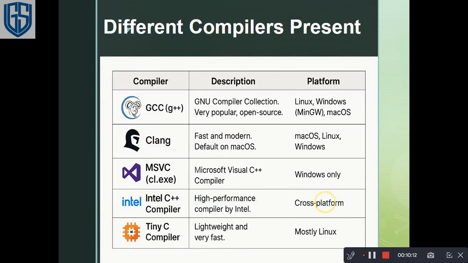There are different compilers. GCC, G++ is the GNU Compiler Collection, very popular and free to download. It is available on Linux, Windows, and macOS. In Windows we have MinGW for downloading GCC and G++. Clang is fast and modern, the default on macOS, and it is available on all platforms. MSVC, the Microsoft Visual C++ compiler, is only on Windows. The Intel C++ compiler and TinyC compilers are also there.